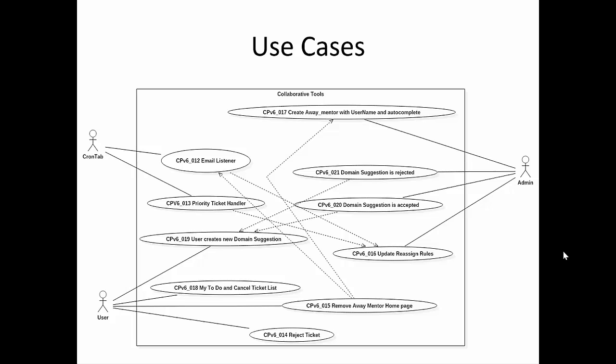The admin is able to change some of the rulings that the automatic system uses to determine who and where to reassign the ticket to. The user is able to create a new domain suggestion, which the admin then has to either reject or accept. The user is also able to remove themselves from the away mentor list via their home page. They are also able to reject a ticket through their email.